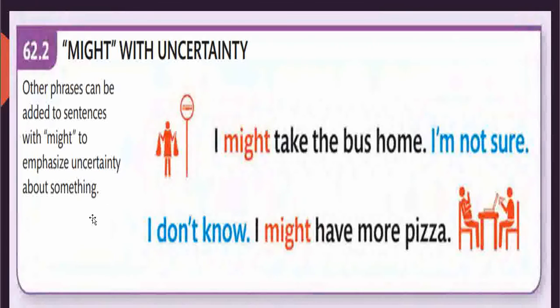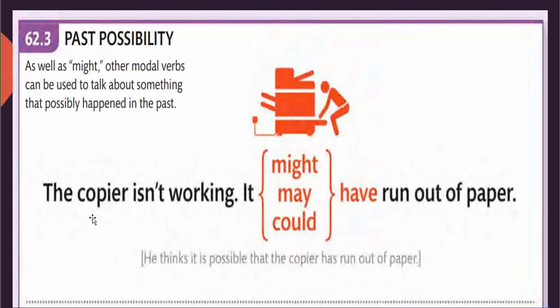Then we have the past possibility, something that could have happened in the past, as well as might. Other modal verbs can be used to talk about something that possibly happened in the past. That means the word might shows some possibility of some action that took place in the past or that could have happened in the past.